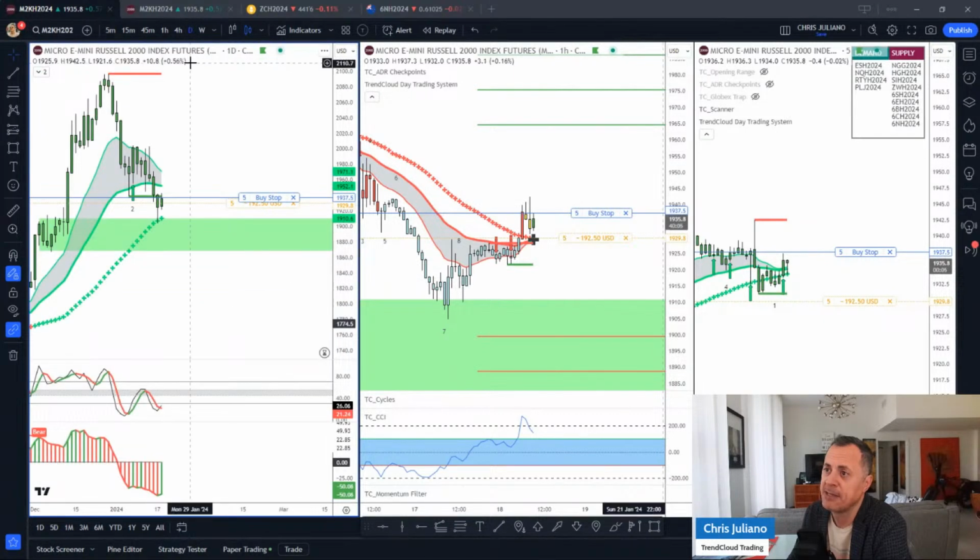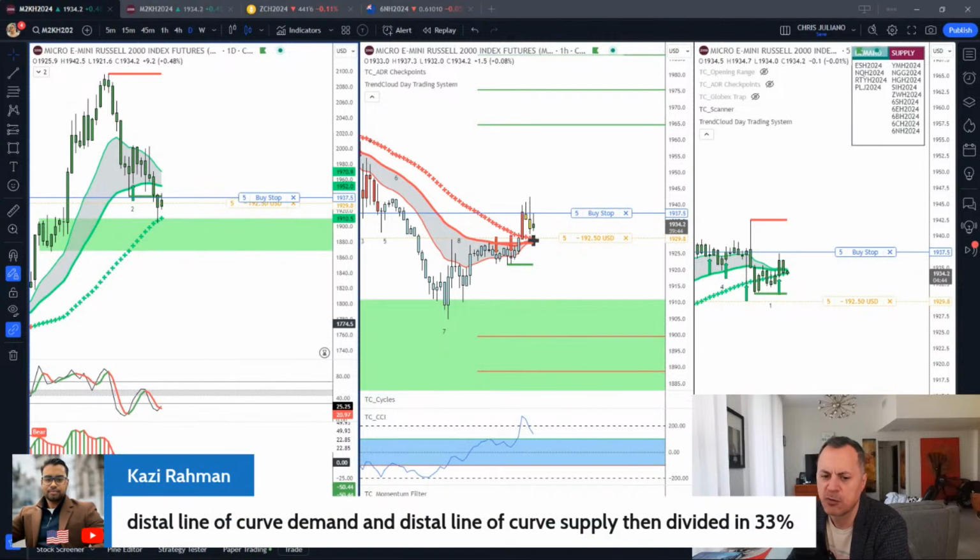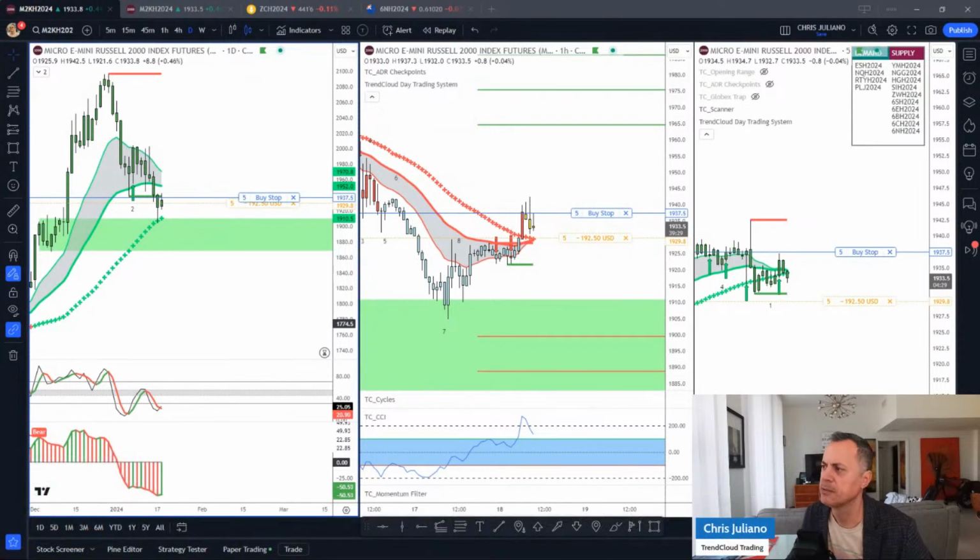Because looking at the 1 hour, it's just one of those things. You'll never know. Oh, coming up as middle of curve. Distal line of curve demand and distal line of curve supply divided in 33%. Oh, that's pretty cool. Take a snapshot of that, Kazi, and put a little note on that and take a snapshot for posting. Excellent.